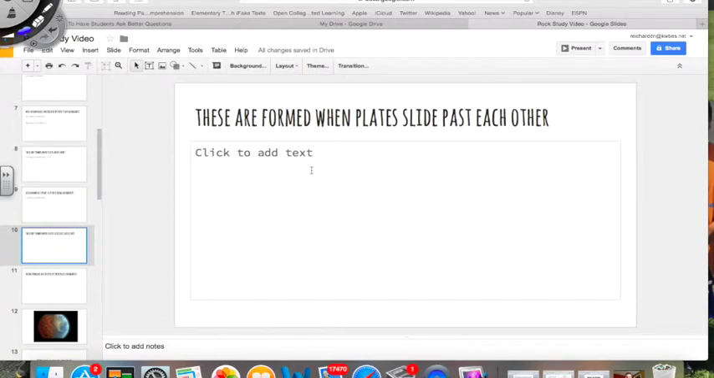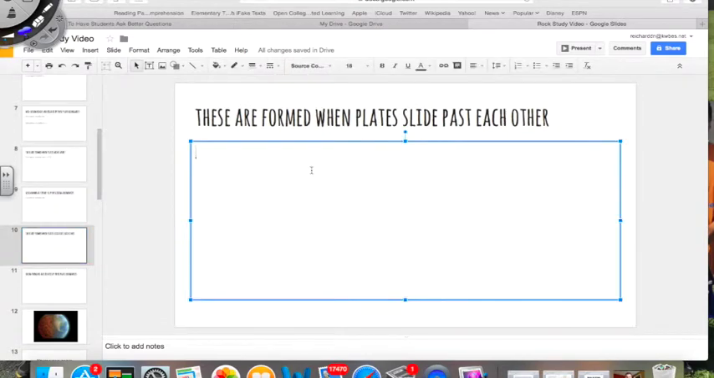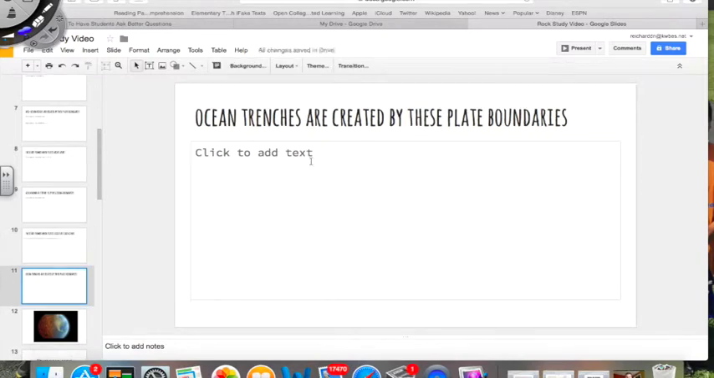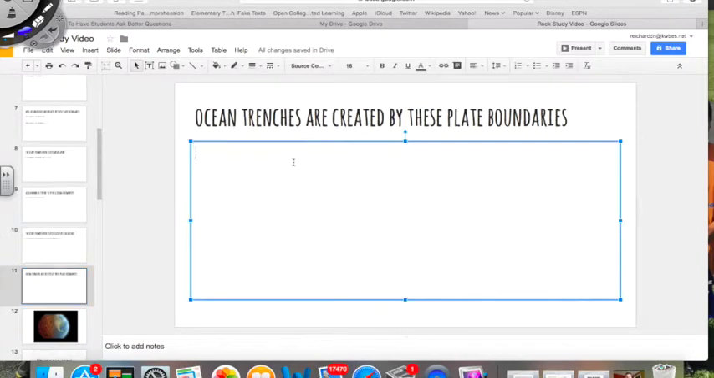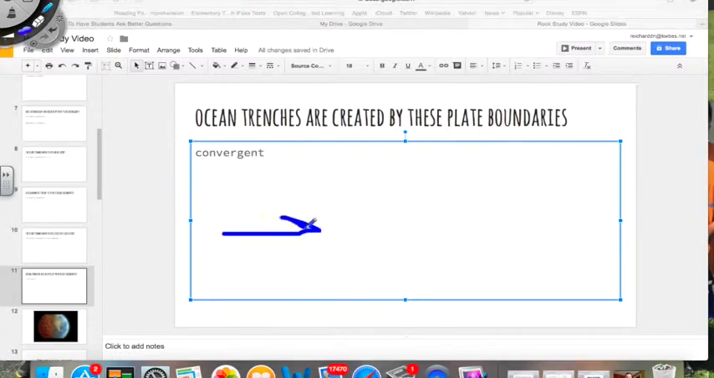How about these are formed when plates slide past each other? Those would be transform boundaries, and when they slide past each other, you get what is known as an earthquake. And finally, ocean trenches are created by these plate boundaries. Those would be convergent, remember, only because sometimes you have convergent boundaries that look a little something like this. They're both coming together, but then you get this little bit of a hole right here, which would create a trench in the ocean.